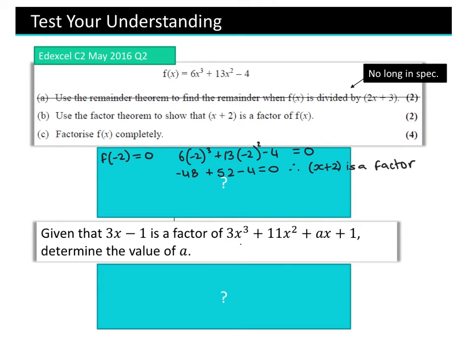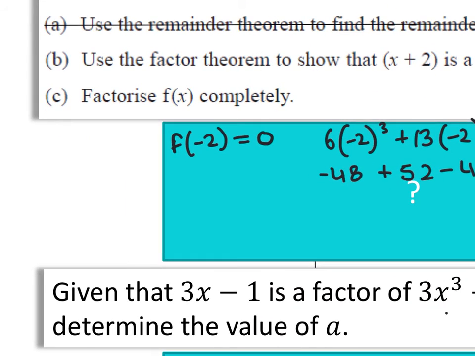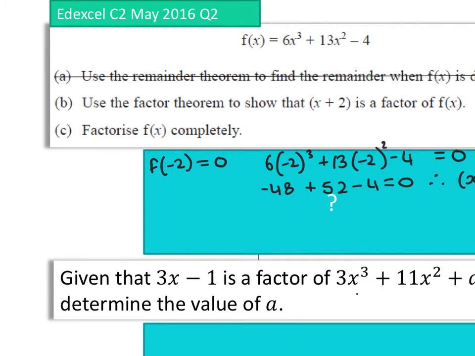Then it says factorise completely, so if I zoom in here, I'm going to have x plus 2, 6x cubed plus 13x squared. Now remember, plus 0x minus 4. So I'm a silly Billy again. So how many x's into 6x cubed? 6x squared.